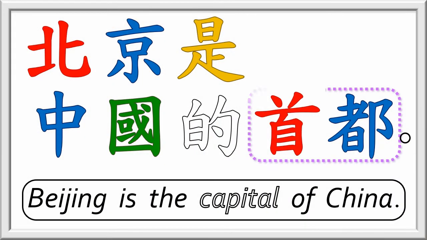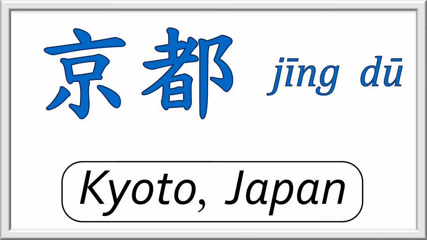Now, here are some examples of 都, the modern character meaning a city. 北京是中国的首都. Beijing is the capital of China. 京都 is a well-known city in Japan, literally capital city, also known as Kyoto.